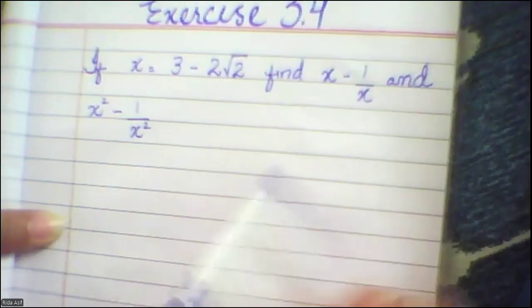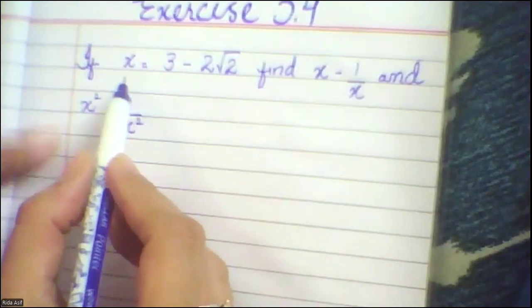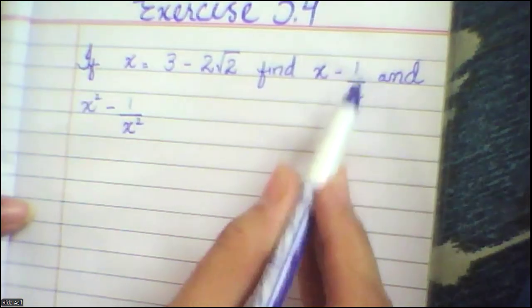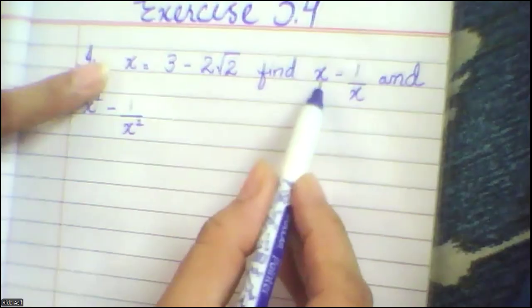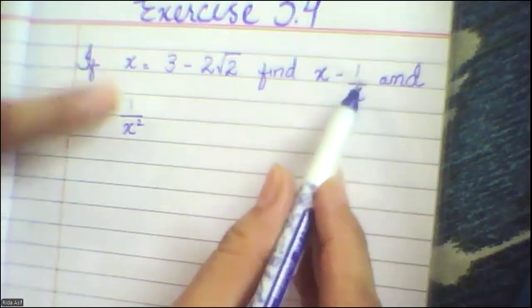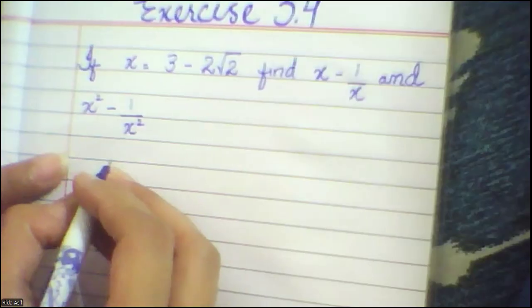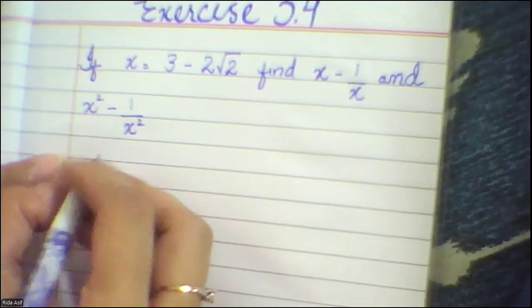Now, students, first we can see that x is given. We have to find x minus 1 upon x. X is already given here. We have to first find 1 over x. So, how can we find 1 upon x?